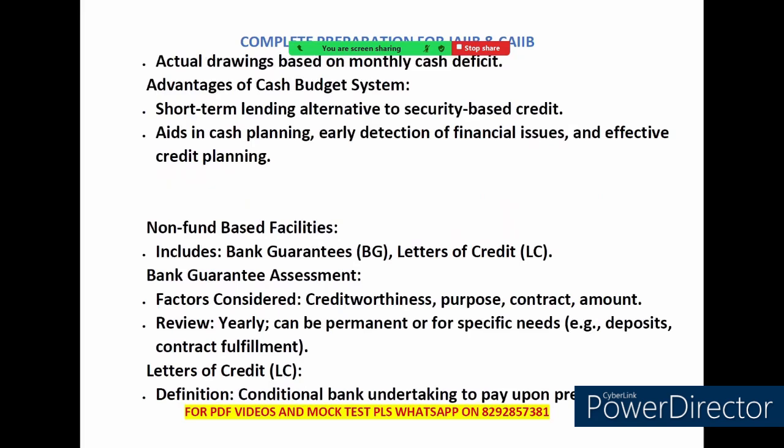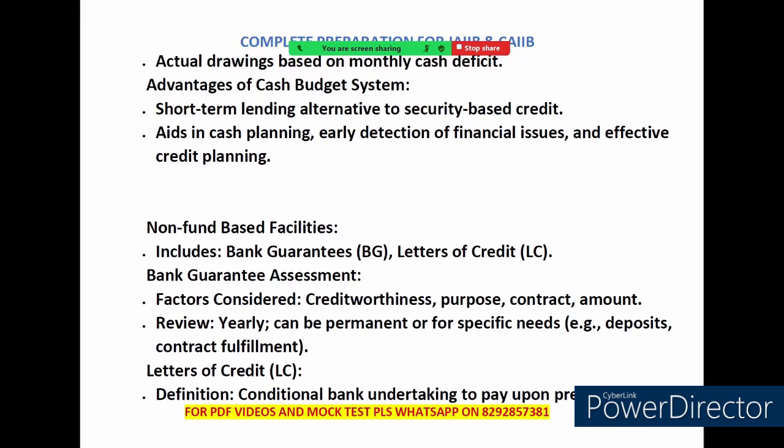The advantage of this method is that, unlike a traditional loan, which relies on security, the cash budget system is a short-term lending option. It helps businesses plan their cash flow better, identify potential financial problems early, and manage credit more effectively.